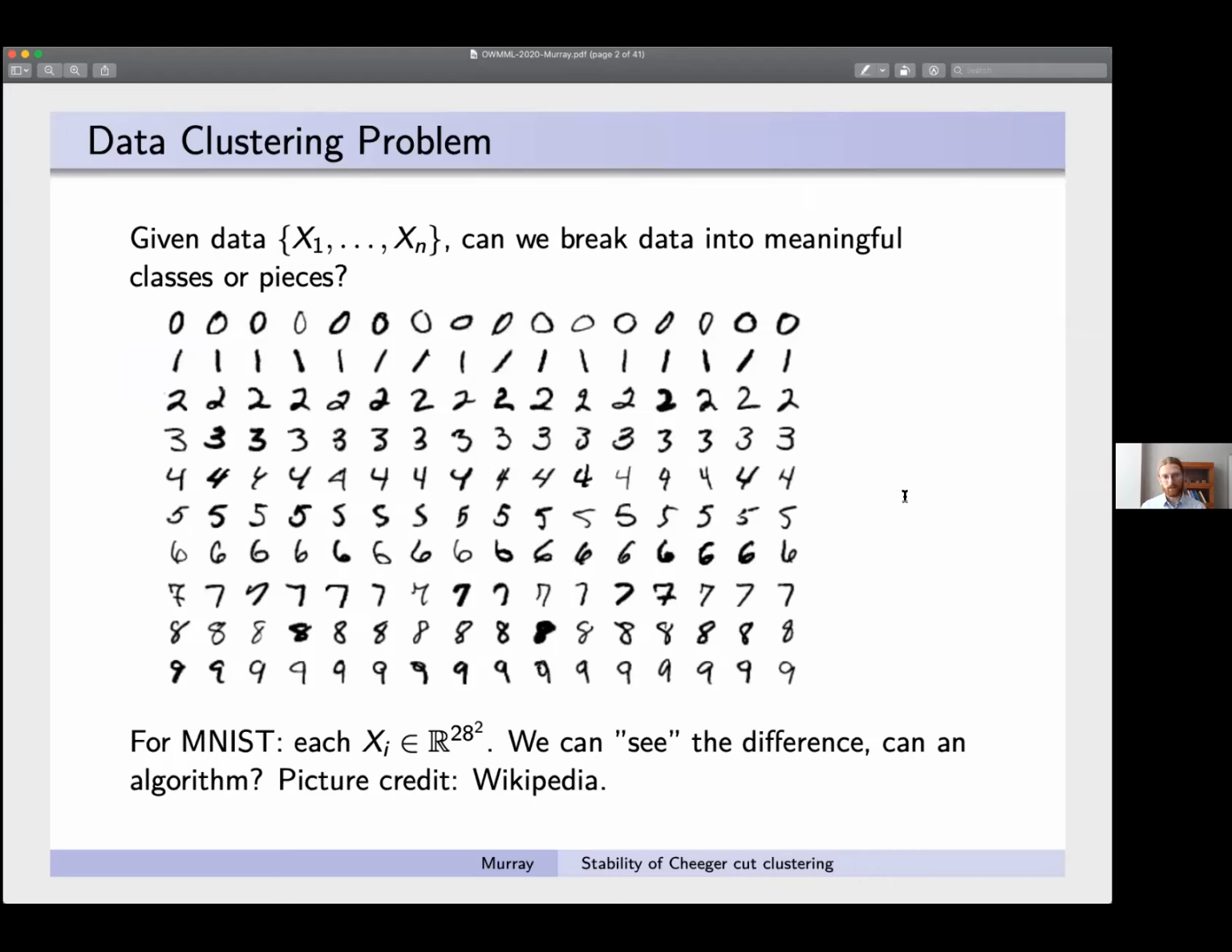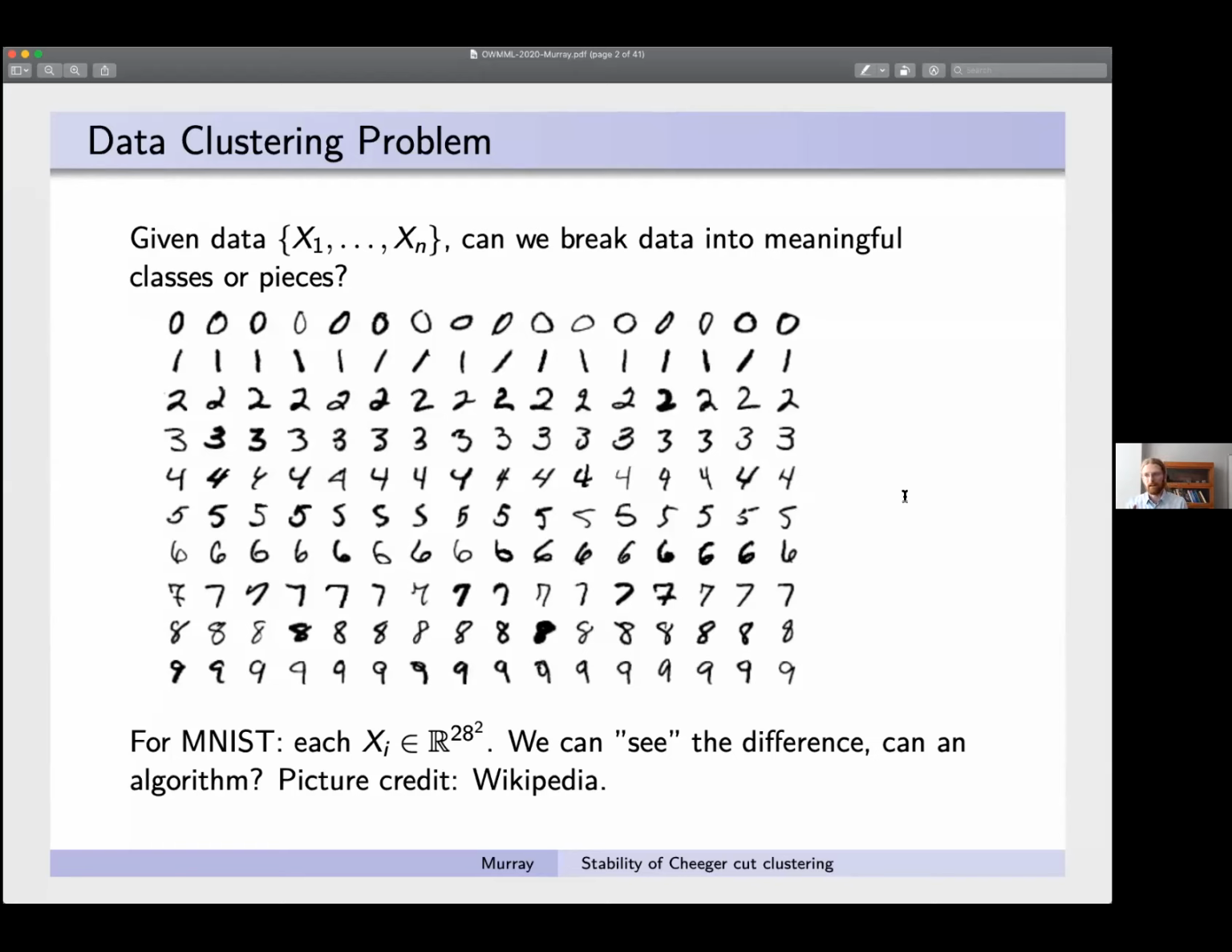So let's suppose that we're given some number of data points. I'm always going to think of n as the number of data points. And our goal is, given just those data points, we would like to break them into meaningful classes or pieces. One of the most classical examples of this might be the MNIST data set. Here I've taken this picture from Wikipedia that shows a bunch of representative data points within the MNIST data set. And these data points are all images. So each one of these xi's is an image.